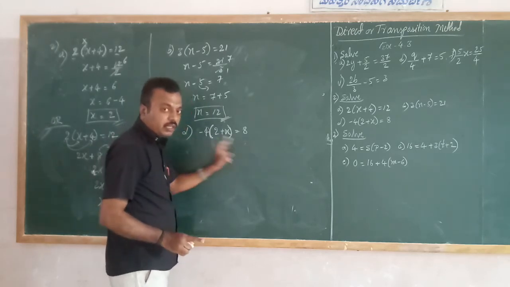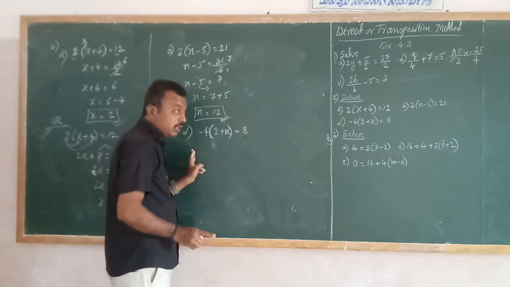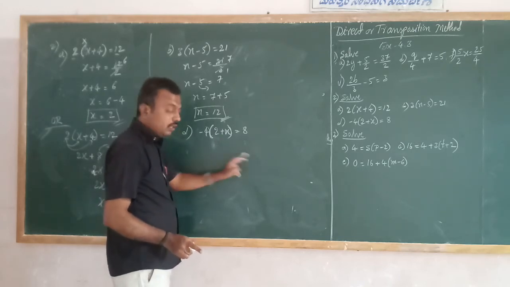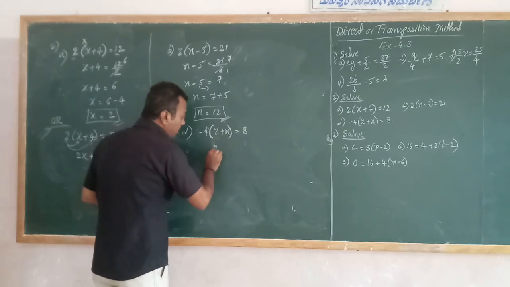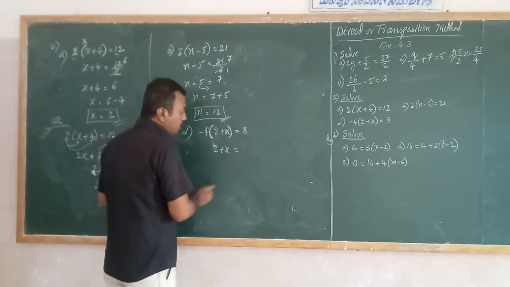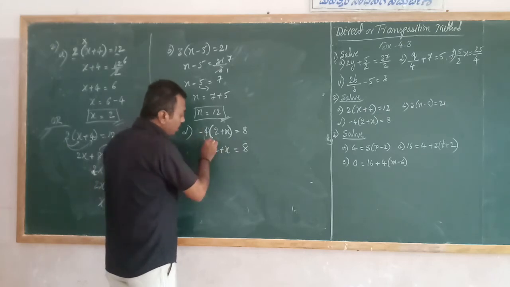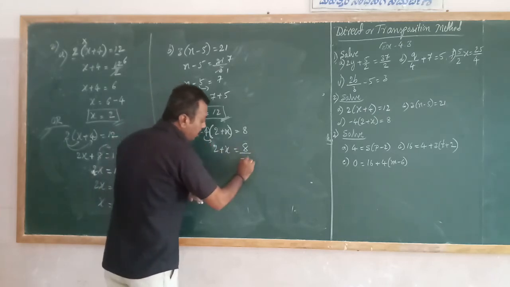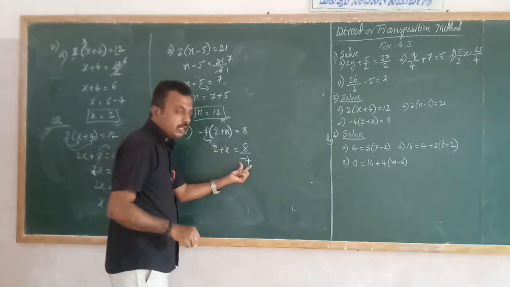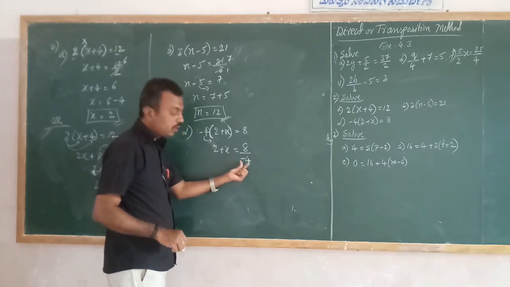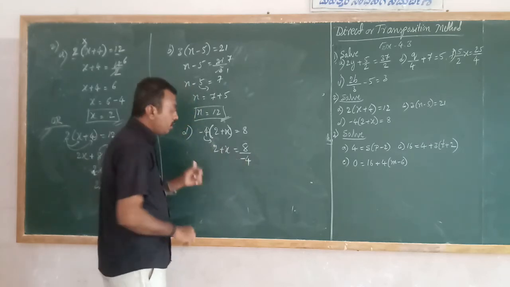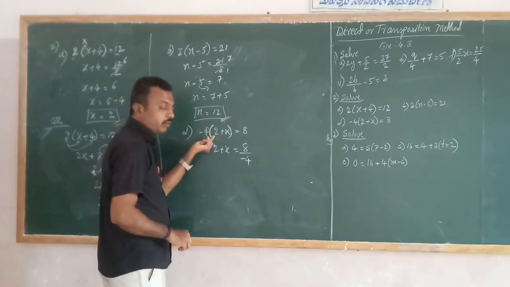When into becomes divide, the sign does not change. But when minus becomes plus, the sign changes. Okay, keep in your mind. So 2 plus x I will write as it is in the LHS. So 8 you have to write in the RHS. Minus 4 I will send to the RHS. It becomes divided by minus 4. So as it is, you have to write minus 4. The sign will never change because between minus 4 and 2 plus x the into sign is there.